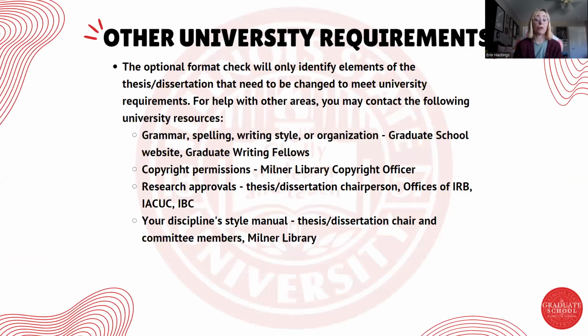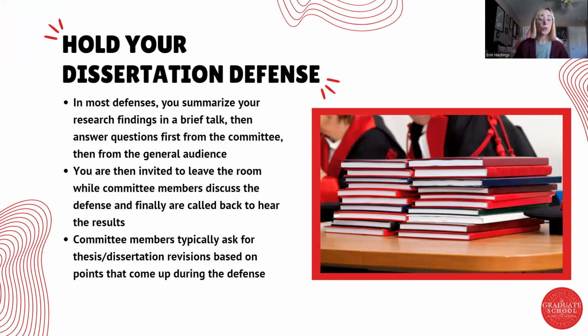For grammar, spelling, writing style, or organization, you can see the graduate school website or contact one of the graduate writing fellows. For copyright permissions, you will need to contact the Milner Library Copyright Officer. For research approvals, your chairperson or the offices of IRB, IACUC, and IBC. For your dissertation or your discipline style manual, you can also talk to your chair and committee members, or you can consult Milner Library. So then you will hold your defense.